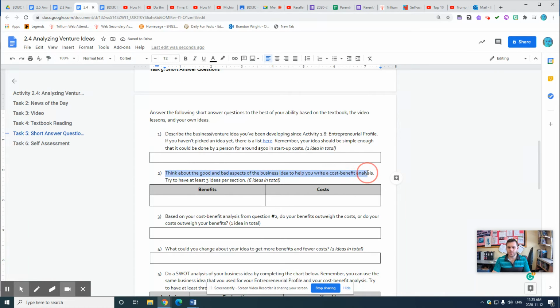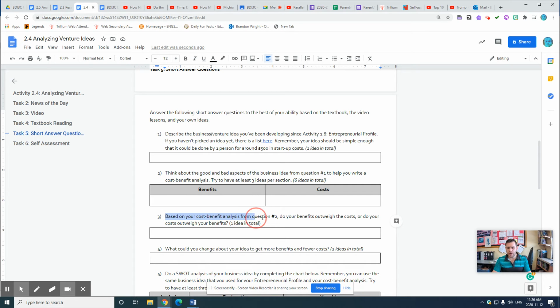Number 2 is do a cost-benefit analysis of that business idea. I should specify from question number 1 to help you write a cost-benefit analysis. Try to have, so think of 3 good things and 3 bad things minimum of your business idea.